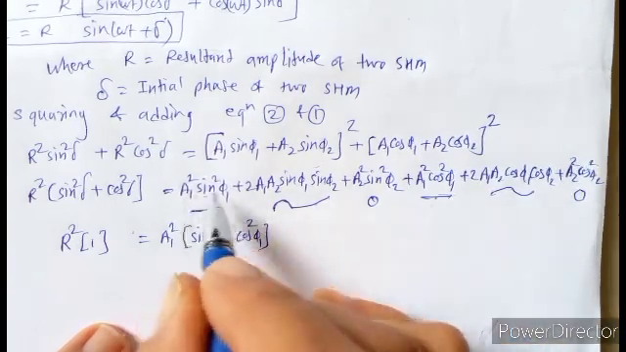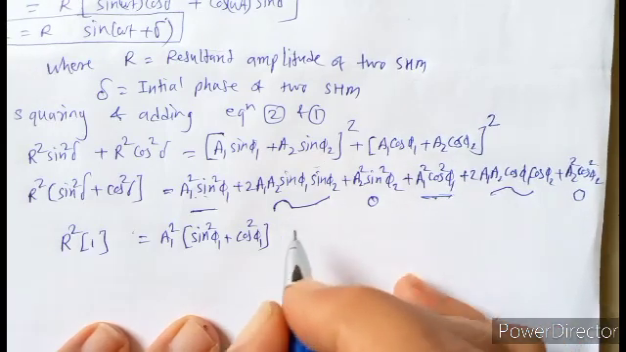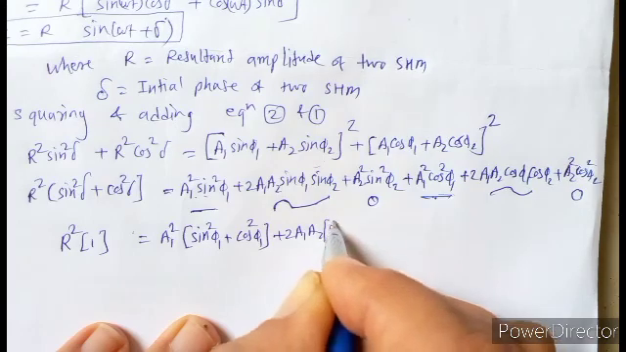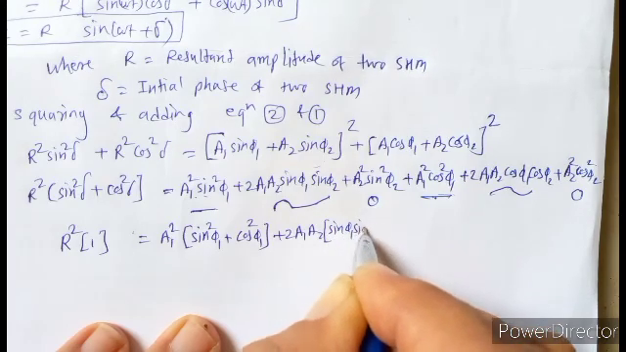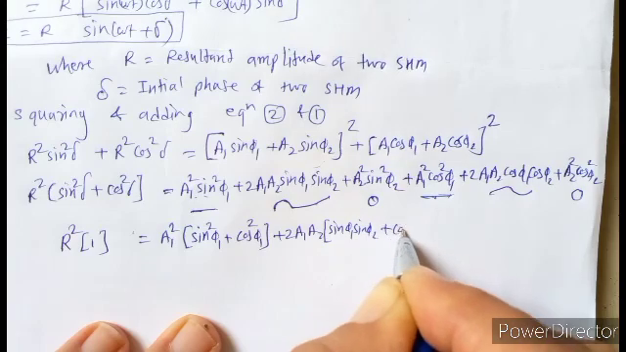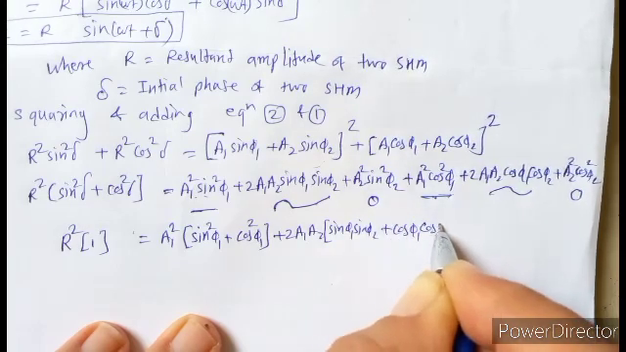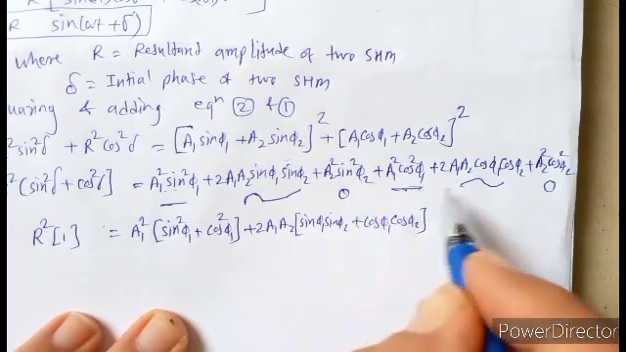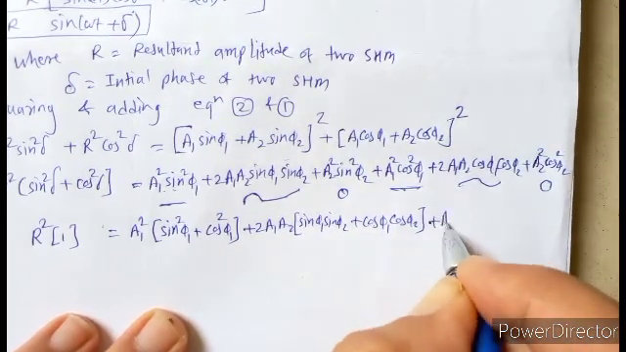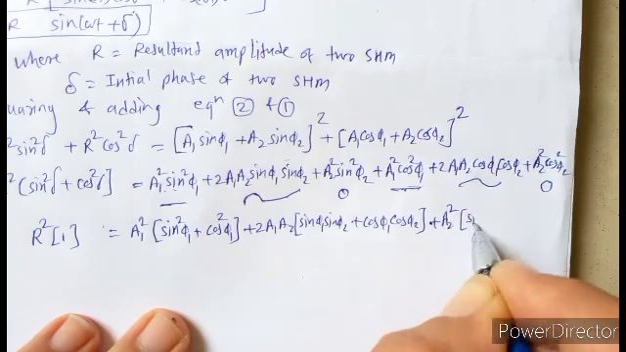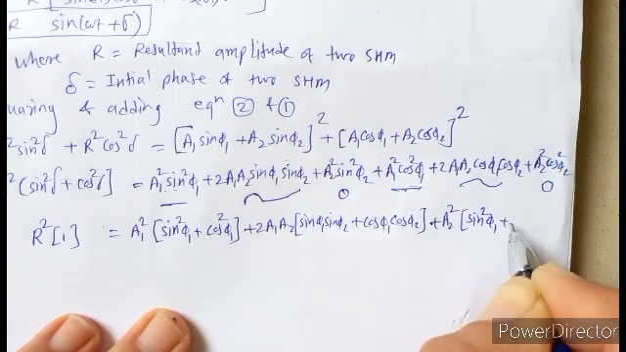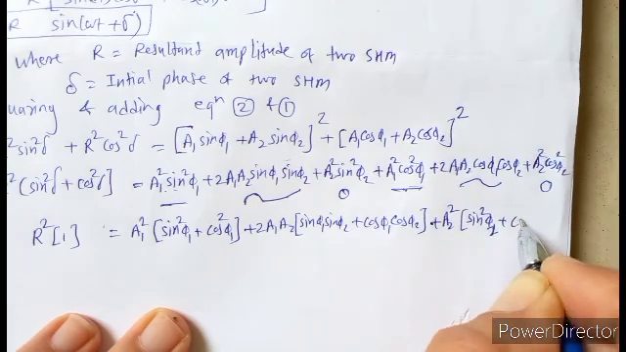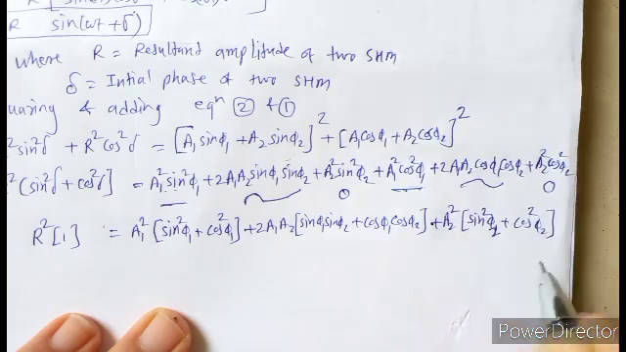From these two terms we have taken a1 square as common. 2 times a1a2 inside bracket (sin phi 1 sin phi 2 plus cos phi 1 cos phi 2), bracket complete. And now from the remaining two terms we take a2 square as common. So a2 square (sin square phi 2 plus cos square phi 2).